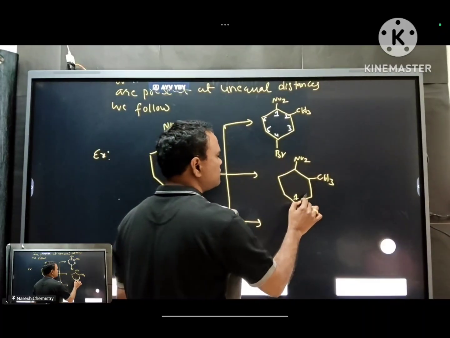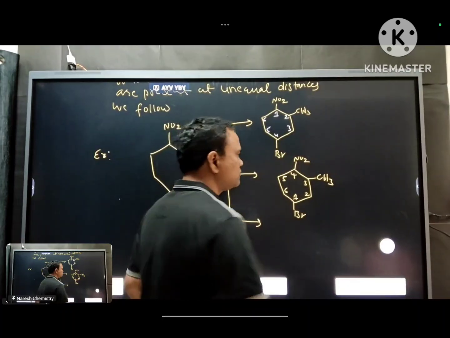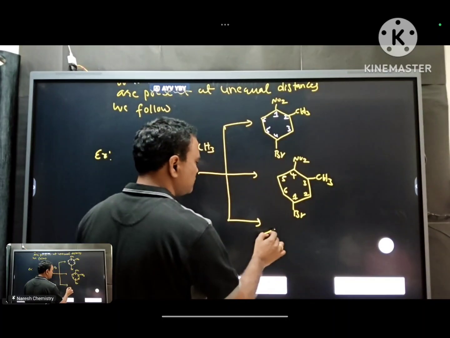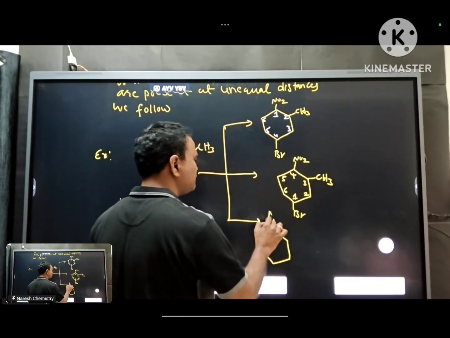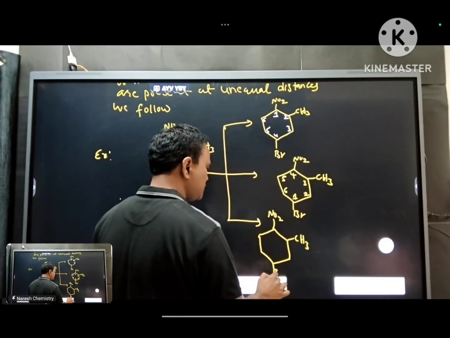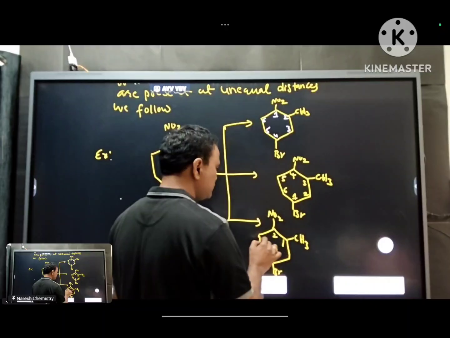Start from bromine: 1, 2, 3. Next possibility, from CH3. CH3. 1, 1, 2, 3.